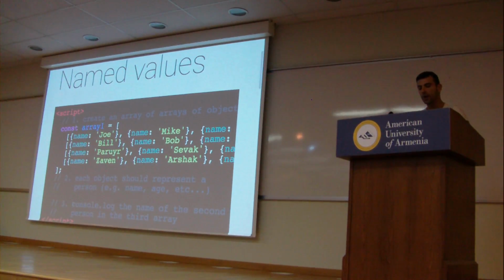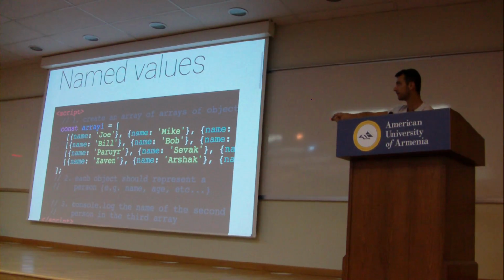Number 3, console log the name of the second person in the third array. Is this the third array? No. Is this the third array? The last one is the third array? The last one is index 3. But what is the third? You're right that the index for the first one is 0. But I didn't say what index. I said, get me the third one. The third one is this one, right? Okay. So what index do I have to use on array 1 in order to access this third value?